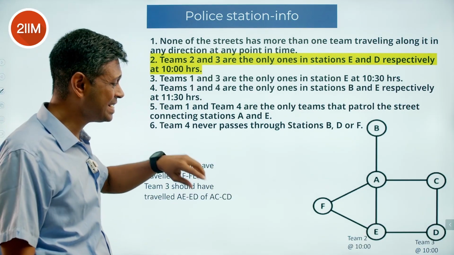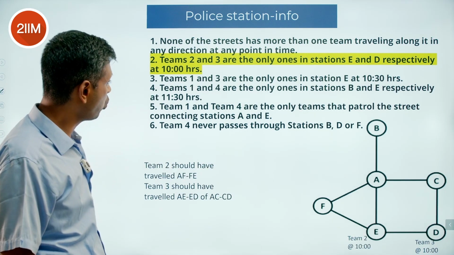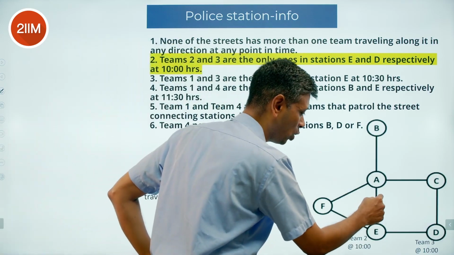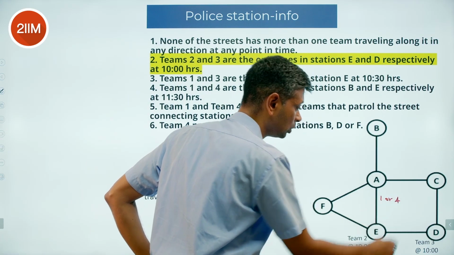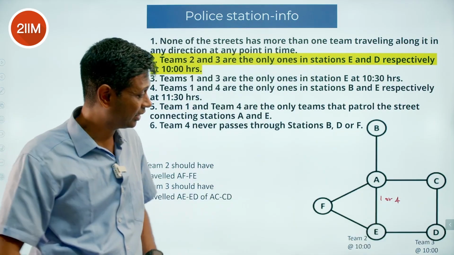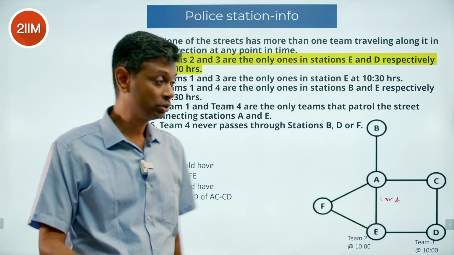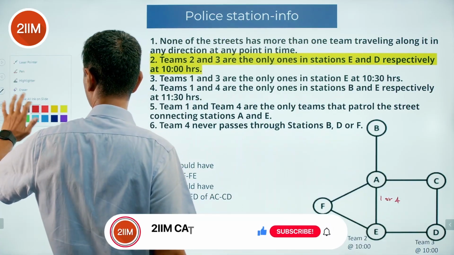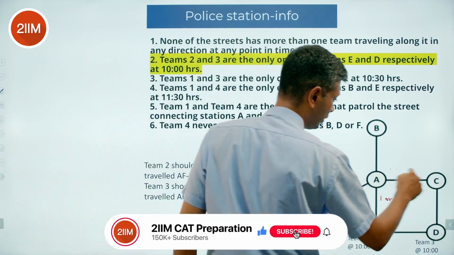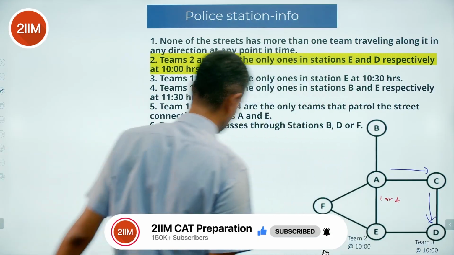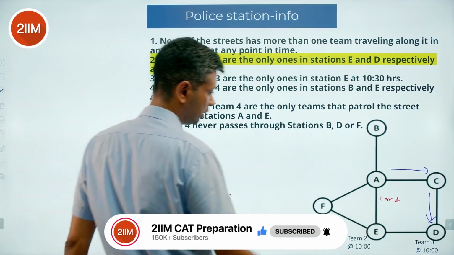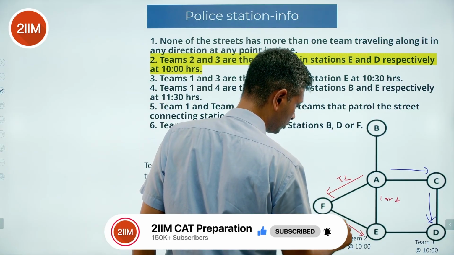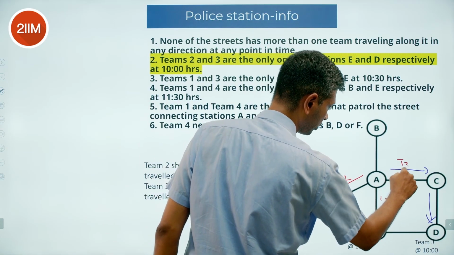Now, A, E: teams 1 and 4 are the only teams that patrol the street AE. This is only 1 or 4. So, team 3 could not have taken the A, E, D route. So, team 3 necessarily went A, C, D. This is team 2, this is team 3.